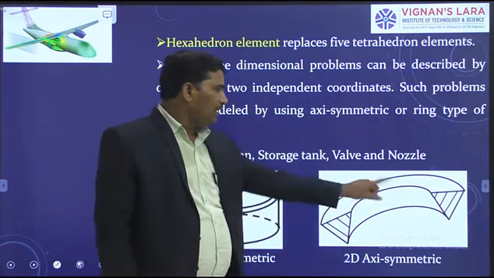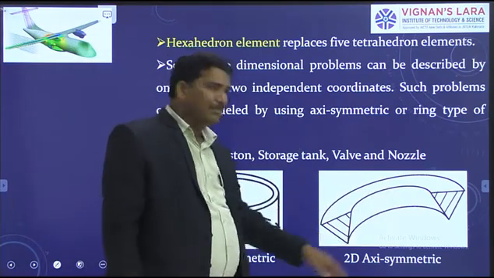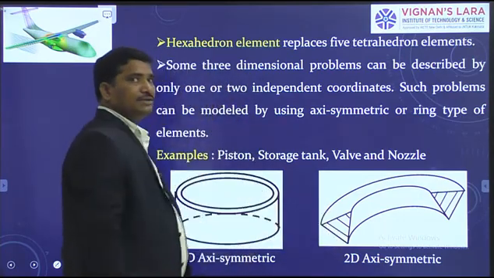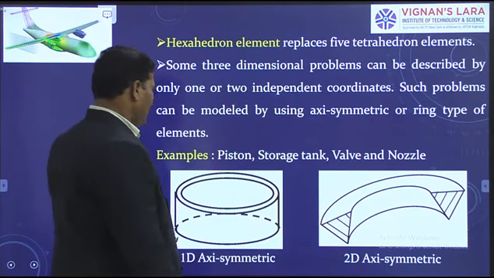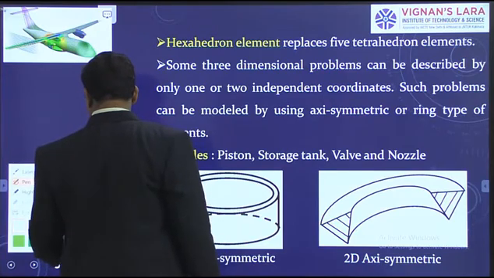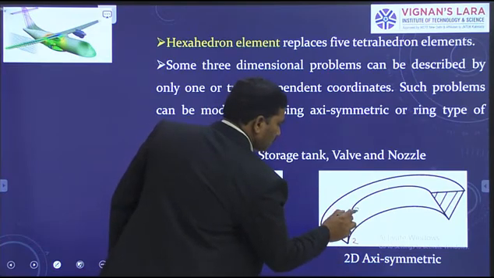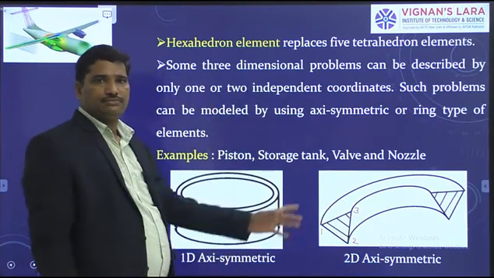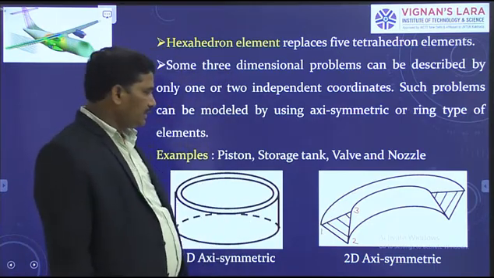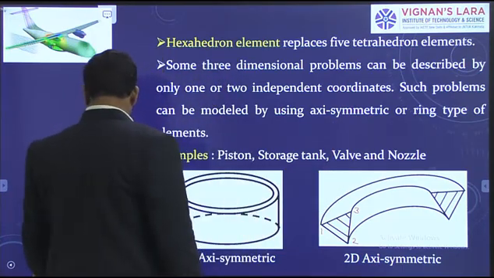Next one. Two-dimensional axisymmetric element. Why do we say two-dimensional axisymmetric element? Because the section of this element is a triangle. How many nodes does it have? This triangle has 3 nodes. Node 1, node 2 and node 3. Right? Two-dimensional axisymmetric element. Next one.